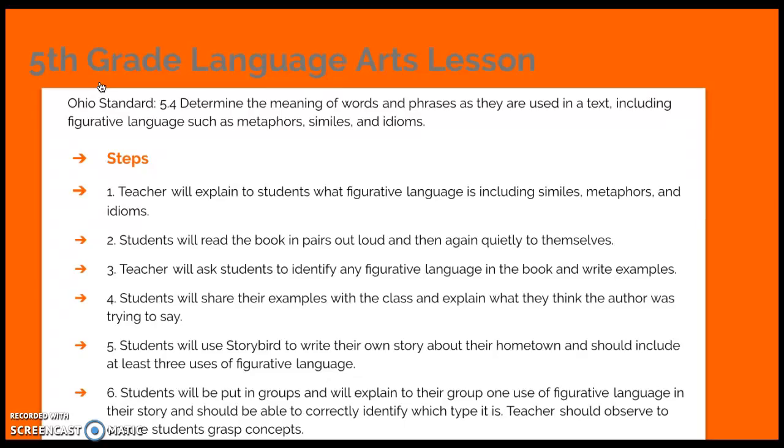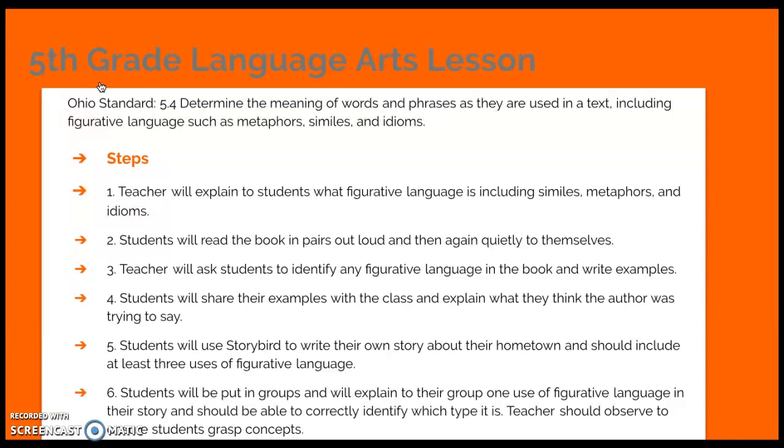The first lesson that I created for this book is a 5th grade language arts lesson, and students will learn what figurative language is and how to use it. The teacher will explain to students what figurative language is, including similes, metaphors, and idioms. Students will then read the book in pairs first out loud and then again quietly to themselves. Teachers will ask the students to identify any figurative language used in the book and to write down the examples. Students will share their examples with the class and explain what they think the author was trying to say.